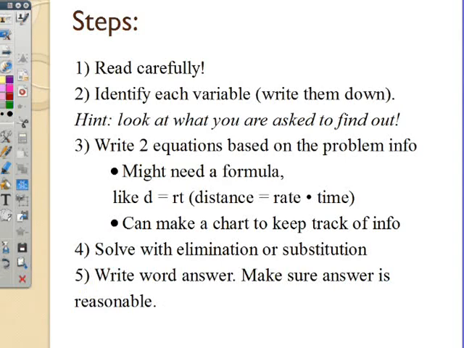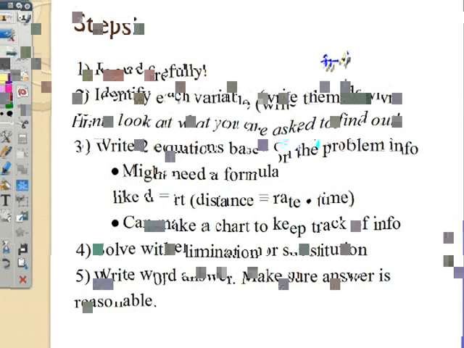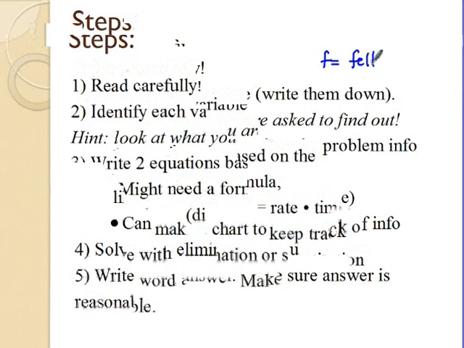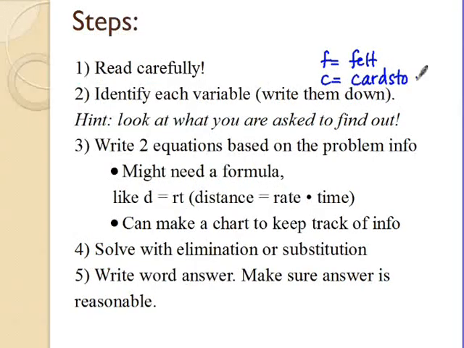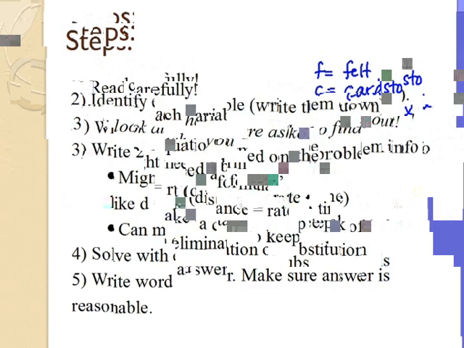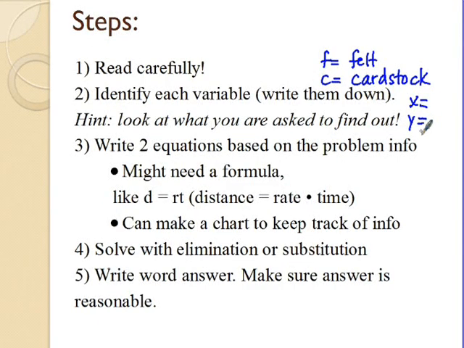Step 2, identify each variable. Write them down. What are you going to use? I'm going to use F equals the felt sheets. I'm going to use C equals the cardstock sheets, so you know which one's which, especially if you choose to use X and Y, because otherwise you're not going to know which one stood for which thing when you're all done. If you have trouble figuring out those variables, look at the question at the end that says, how many packages of hamburger buns and how many packages of hot dog buns are they going to bring? That means we must be looking for hamburger buns and hot dog buns.